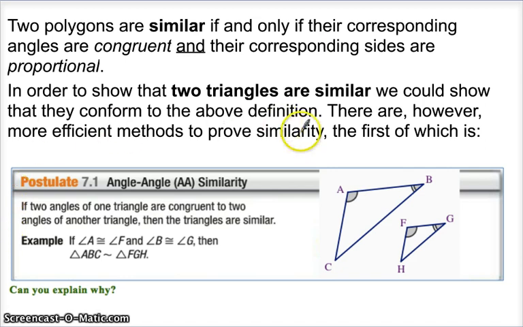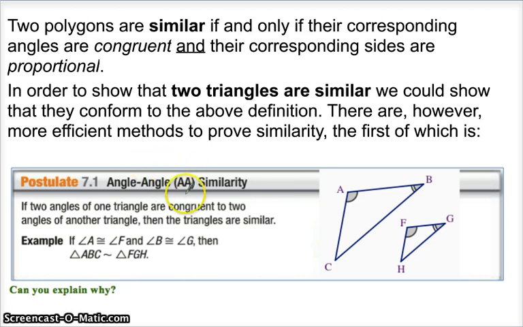In order to show two triangles are similar, you don't have to show all that stuff. Remember when we proved triangles are congruent, we didn't have to show that every single side was congruent to every single angle. We were able to identify that there were certain sub-collections that were nice shortcuts for showing that the whole things were congruent. There's a few of those for similarity.